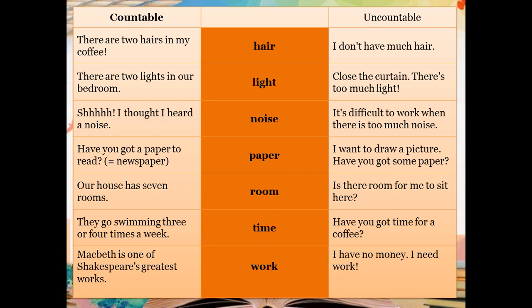The word paper. Have you got a paper to read? Here, if you count the word paper, you mean that you are talking about a newspaper. But paper as a material or raw material, you cannot count it. Have you got some paper? Room. Our house has 7 rooms. And it's clear. But if you use the word room to give the meaning of space, it will be uncountable. Is there room for me to sit here?